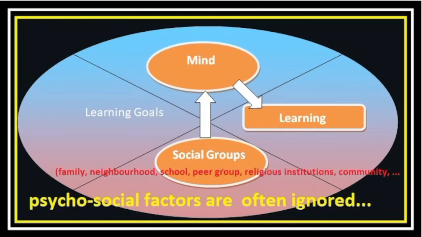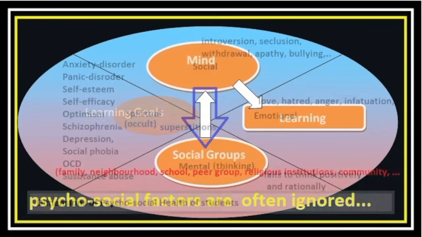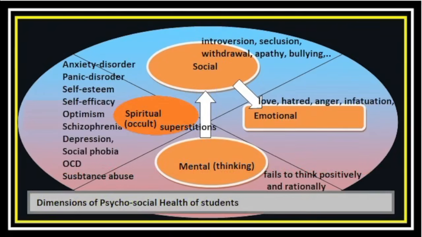This may be due to their mental health, the mental conditions that had been affected by the social groups around them, such as family, neighborhood, school, peer group, religious institutions, community, etc. These factors or the social groups, through their behavior, could have interfered with their learning experiences.